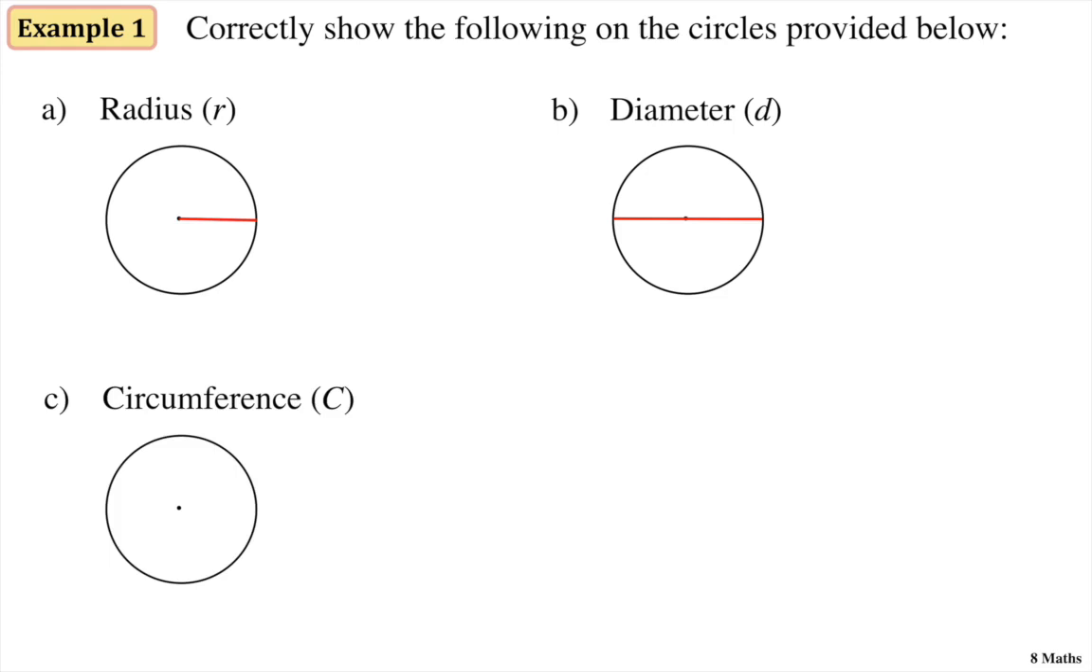What's the circumference? Well, the circumference is the distance around the outside. So I'm actually going to colour the whole circle red. And there it is, the distance around the outside. That's the circumference. And what is the centre? Well, the centre is this little dot right in the middle of the circle. That's the centre of my circle.